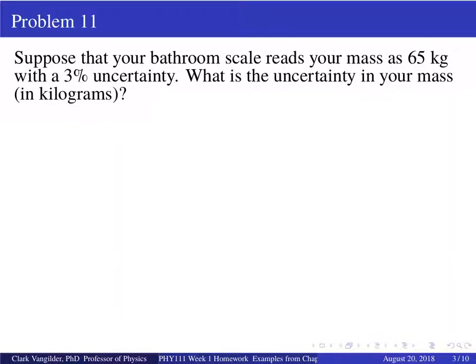Suppose your bathroom scale reads your mass as 65 kilograms with a 3% uncertainty. In our textbook, which I want you to read through, the concept quiz and the homework will ask you to do uncertainty calculations. So we're going to start doing that now, and then these will move forward into various lab events that we're doing. All right. So let's talk about this.